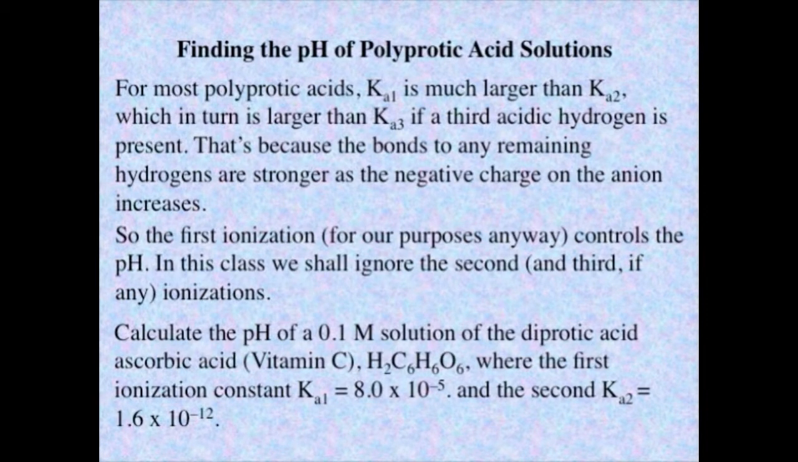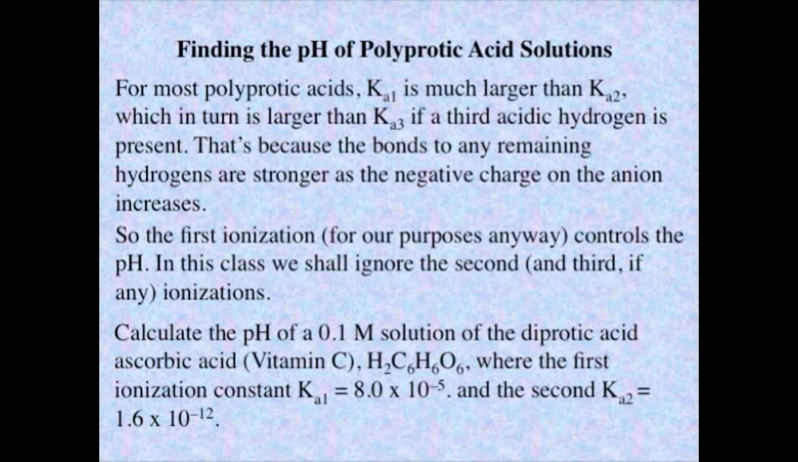Now what about determining the pH of polyprotic acid solutions? Acids that have more than one acidic hydrogen. For most polyprotic acids, the first ionization constant is much larger than the second, which in turn is larger than the third if a third acidic hydrogen is present. That's because the bonds to any remaining hydrogens are stronger as the negative charge on the anion increases. So the first ionization, at least for our purposes, controls the pH. In this class, we shall ignore the second and third, if any, ionizations.